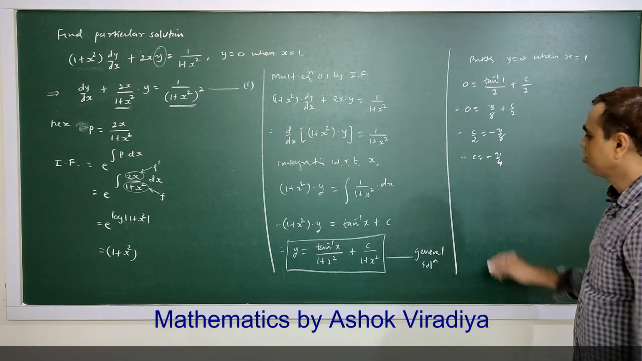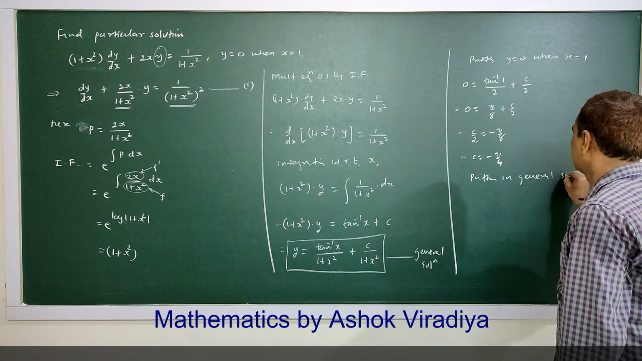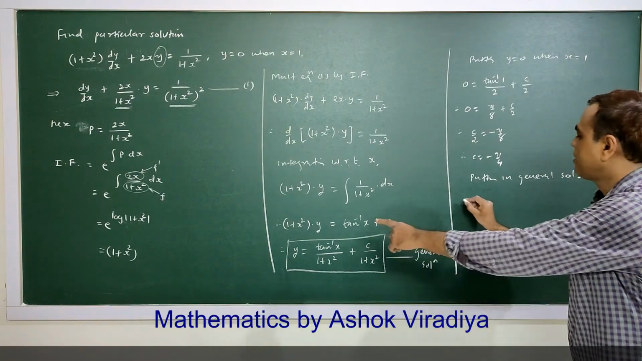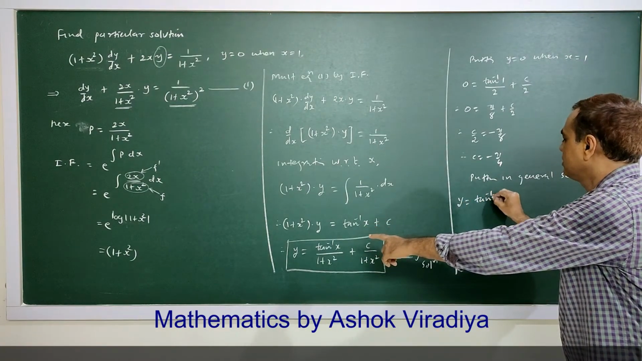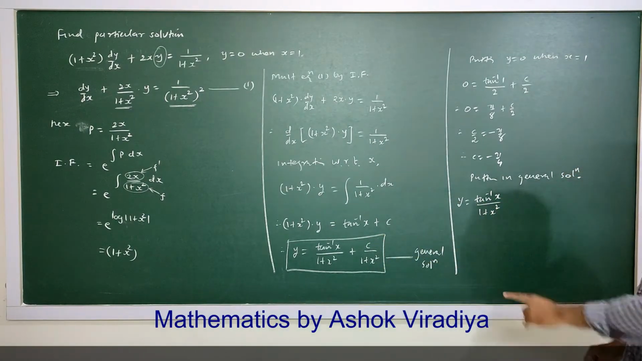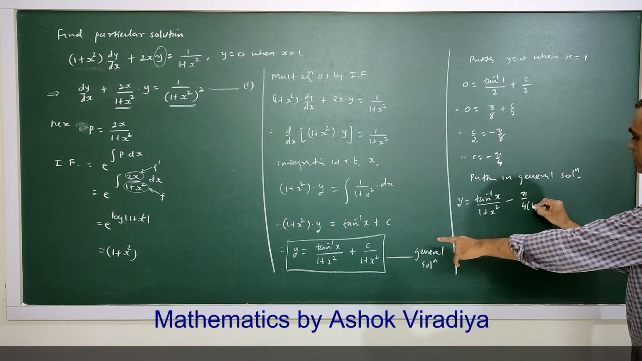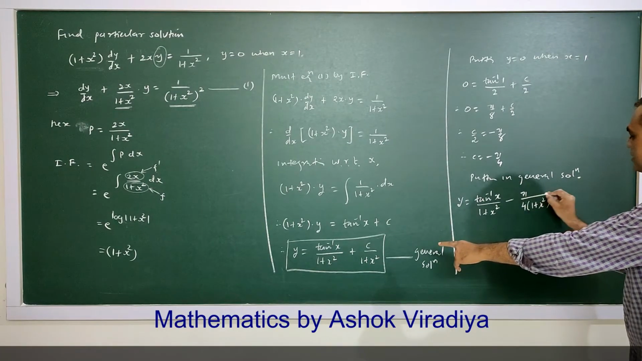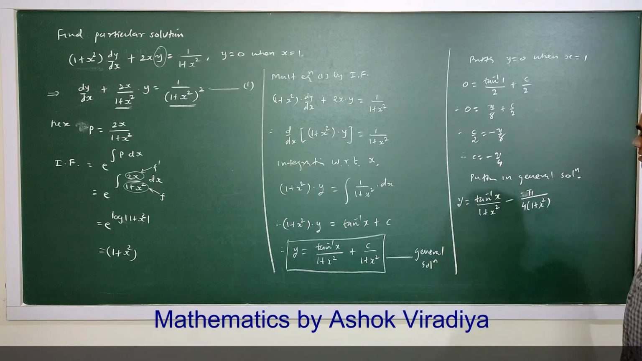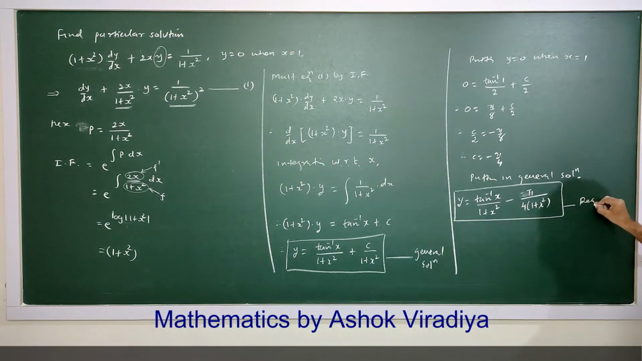So putting it in the general solution, y is equal to tan inverse x upon 1 plus x square, now c is minus pi by 4, upon 1 plus x square. So this is the required particular solution.